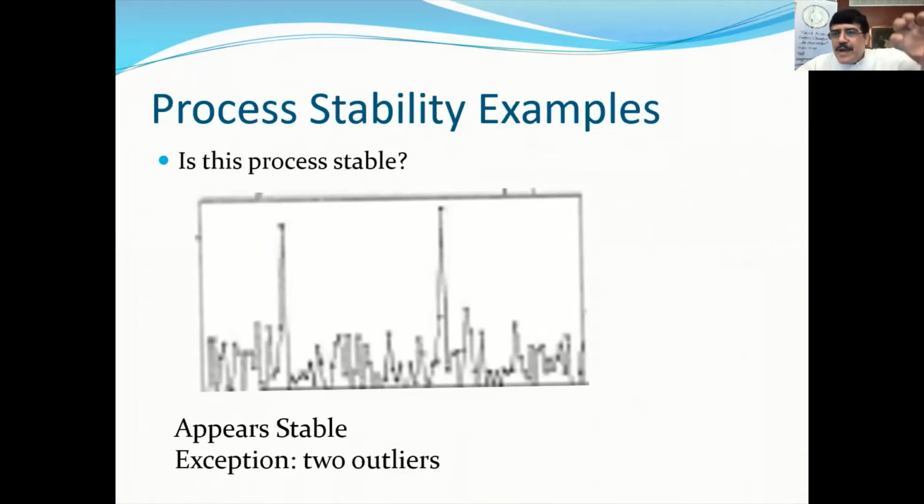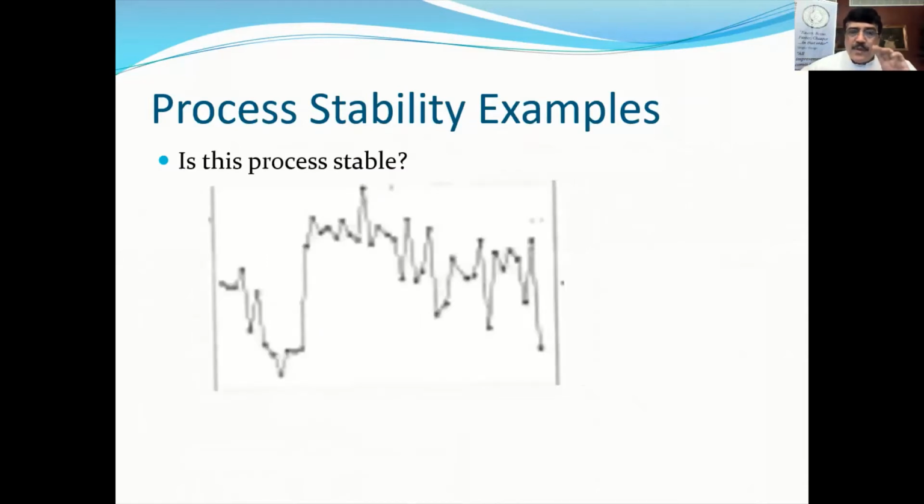So you want to deal with this data differently, separately. You don't want to include it in your data. You want to say this is an outlier, I'm going to take it out. I'm going to first of all find out the special cause. What happened there? Is it going to happen again or not? But I don't want to make it part of the whole analysis. How about this one here?